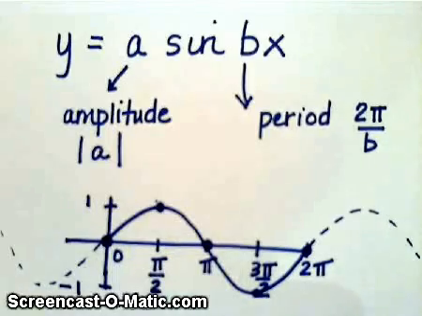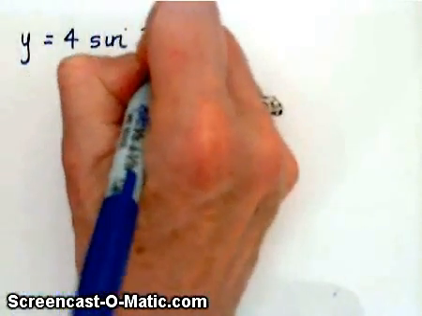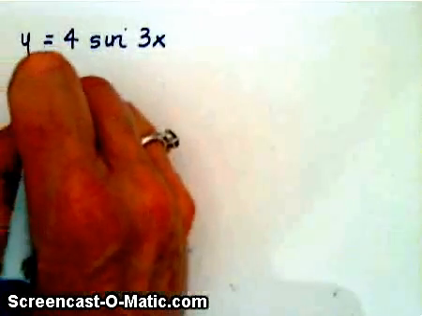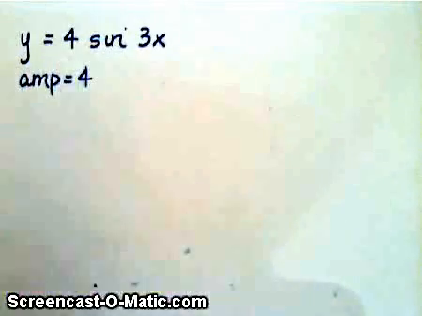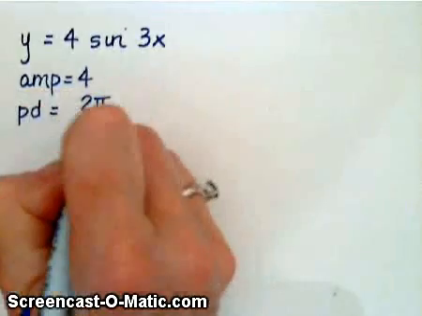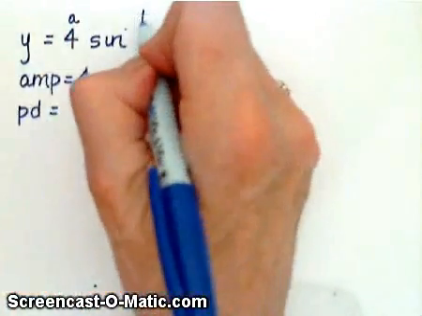Now what I'd like to do, before we talk about cosine, is look at several of these sine curves. Let's do y is equal to 4 sine 3x. Let's talk about the changes in this curve. This one has an amplitude of 4, which just means it is taller than the normal sine curve. It has a period of 2 pi divided by 3. Remember, this is A and this is B.